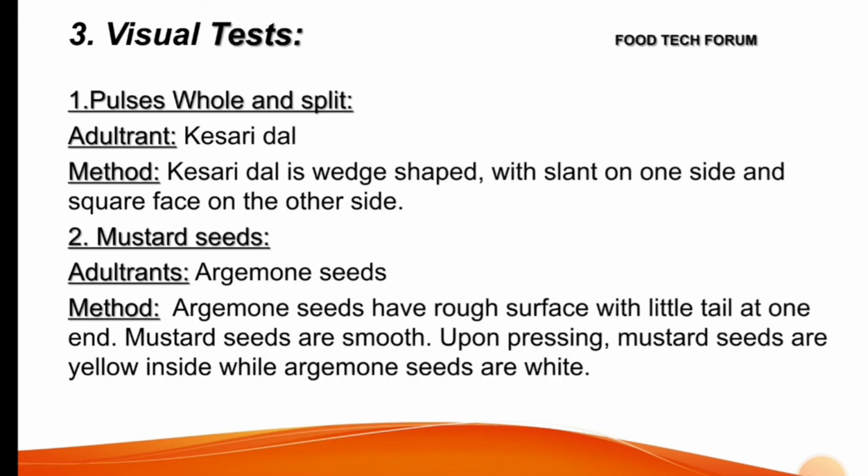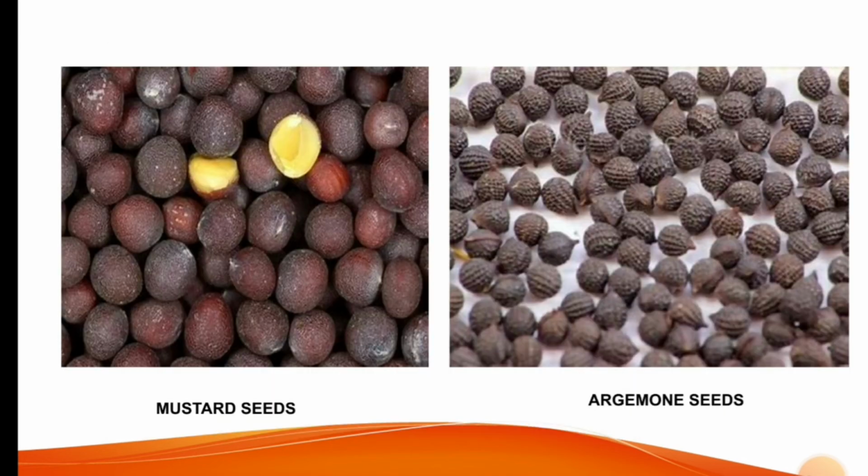Second one is mustard seeds. Argemone seeds are used as adulterants in mustard seeds. That also we can detect visually, because argemone seeds have a rough surface with a little tail at one end. You can see in these images, the right ones are the argemone seeds, which have a rough surface and a little tail at one end, right?